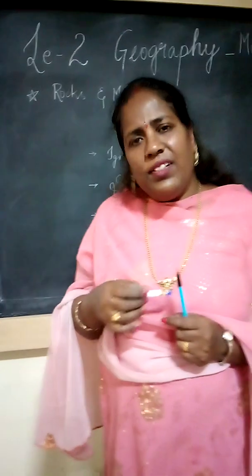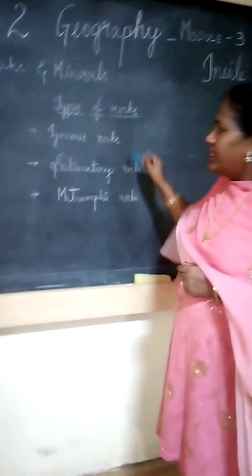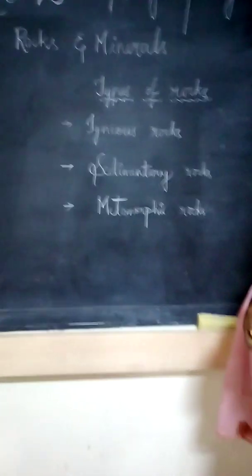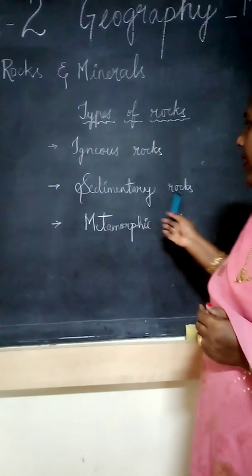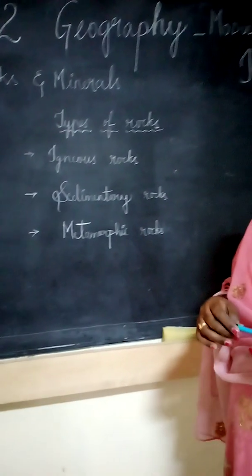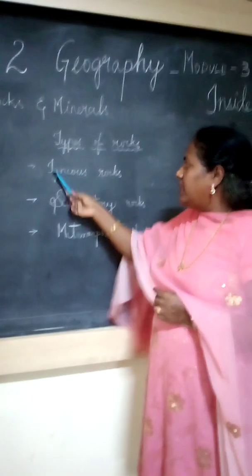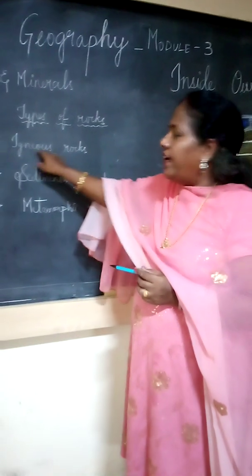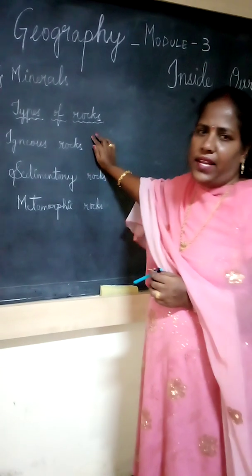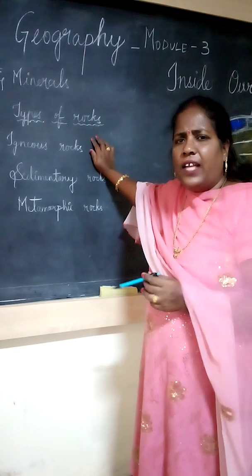So today our module 3, we'll see the types of rocks. The rocks are divided into 3 based on the formation: igneous rocks, sedimentary rocks, metamorphic rocks. Okay. In this, first one is igneous. This word is from Latin. Igne means fire. Igneous means it came from the fire. Fire means how it came from the fire.